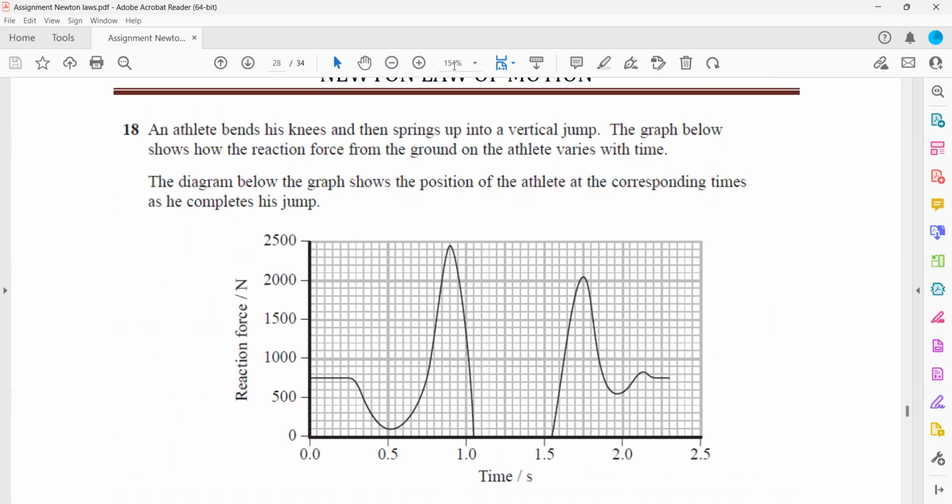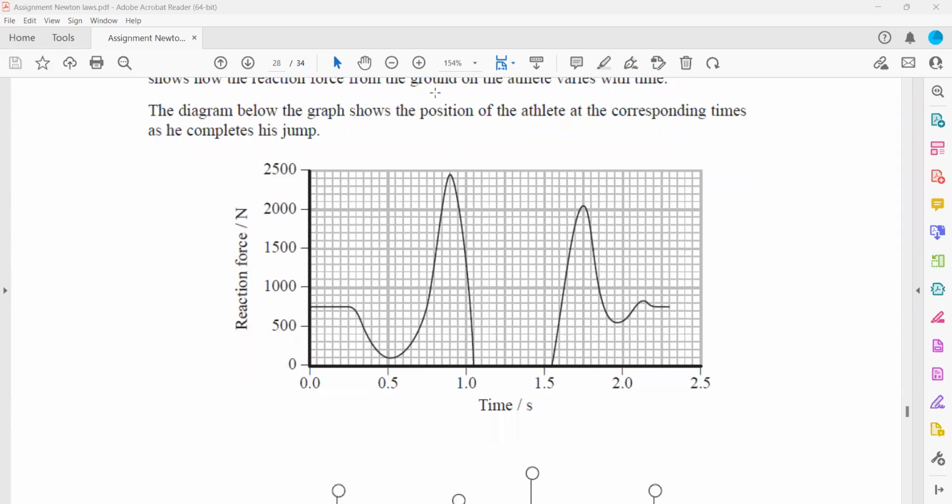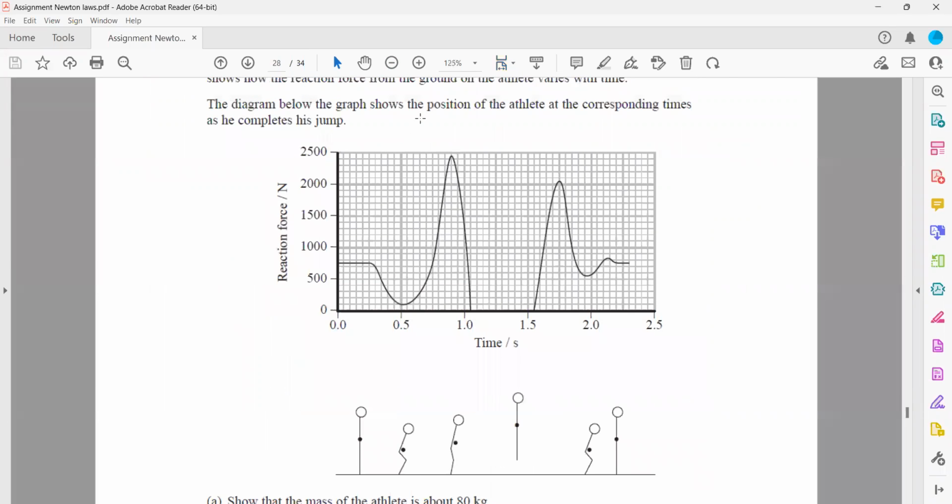An athlete, as you can see, is there. The athlete bends his knees and then springs up into a vertical jump. The graph below shows how the reaction force from the ground on the athlete varies. First, the diagram below shows the position of the athlete corresponding to a time as he jumps. You can see when he's standing straight and stationary, not changing orientation, at that time the weight is equal to the normal contact force.